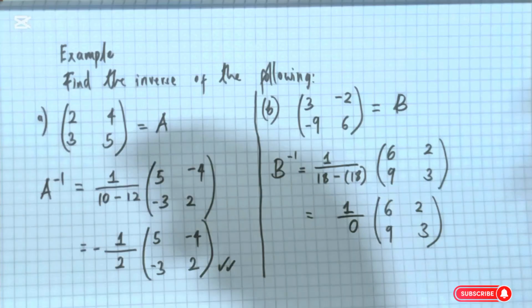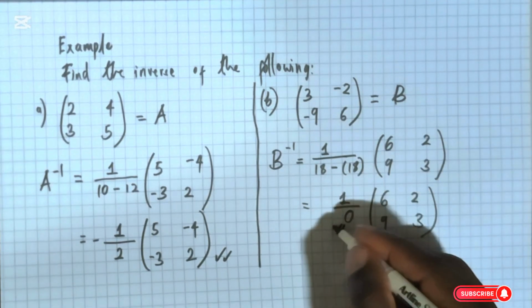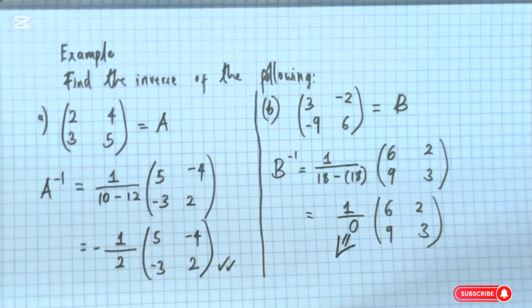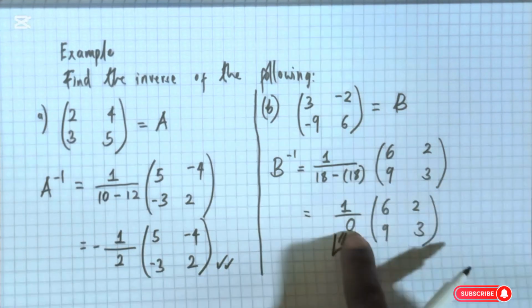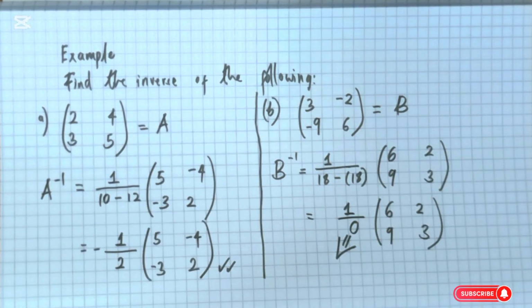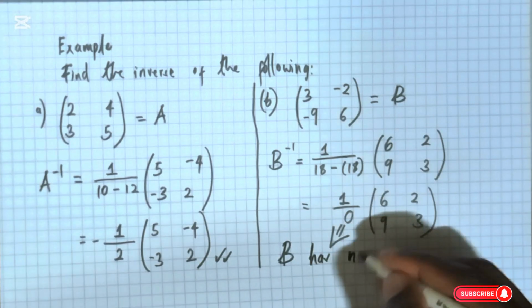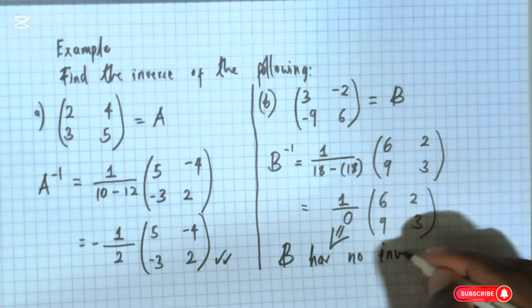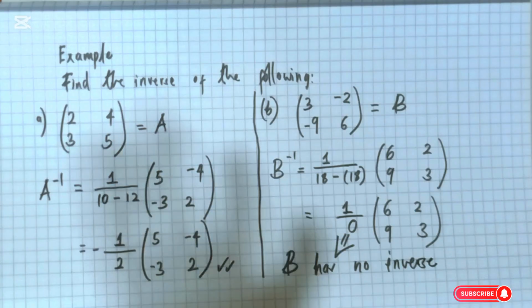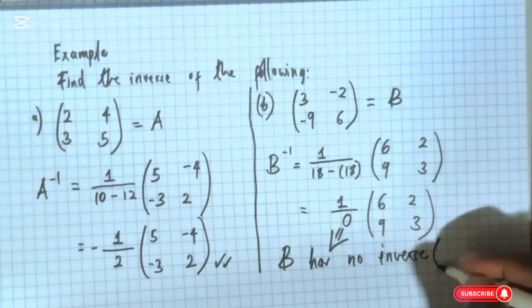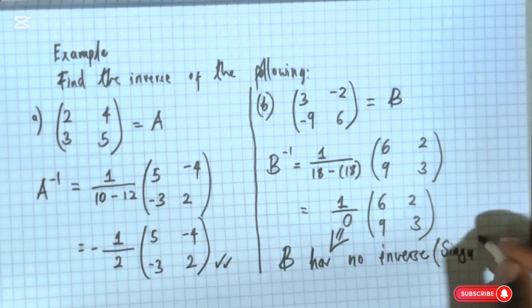Now there is a special case here. Whenever the determinant is equal to 0, we say that the inverse of that matrix does not exist. Why? Because we cannot divide any number by 0. And so whenever our determinant is equal to 0, we say that B has no inverse. Whenever a matrix has no inverse, we say that matrix is a singular matrix.